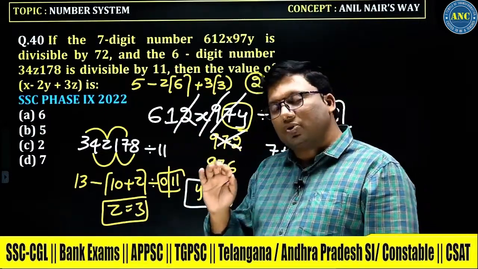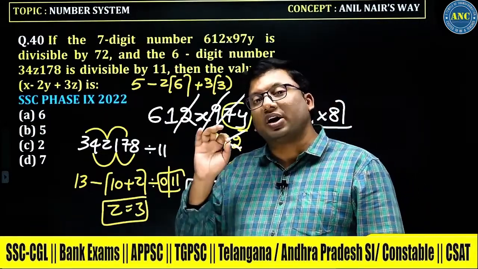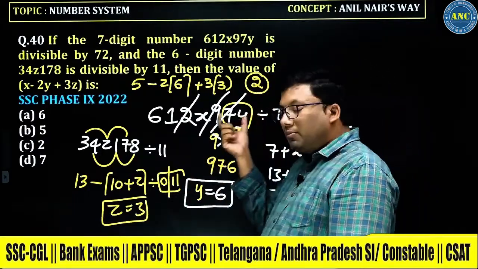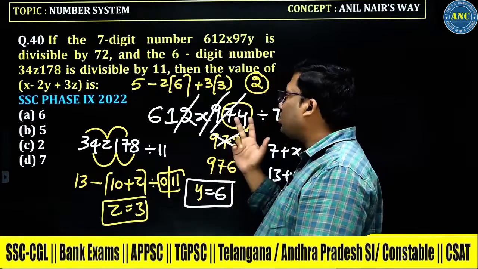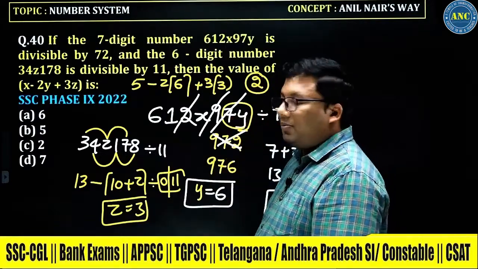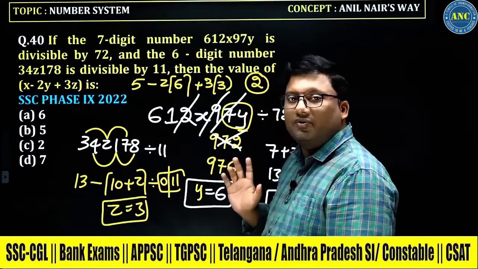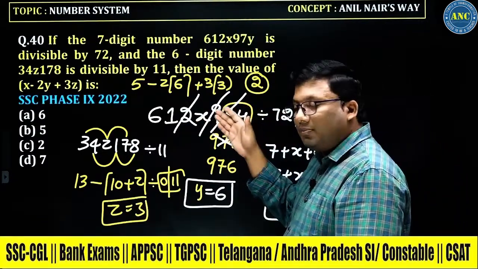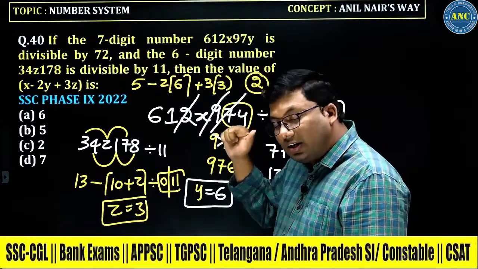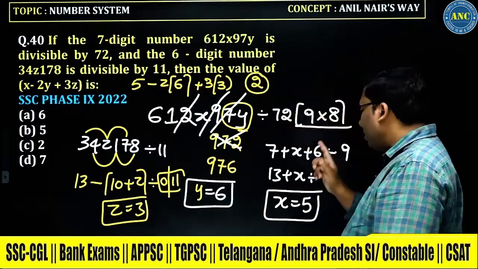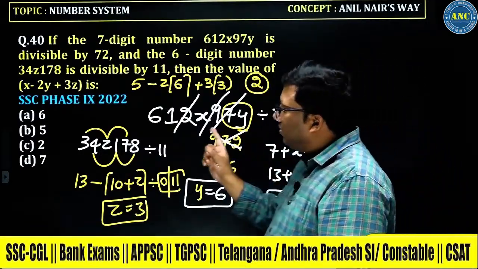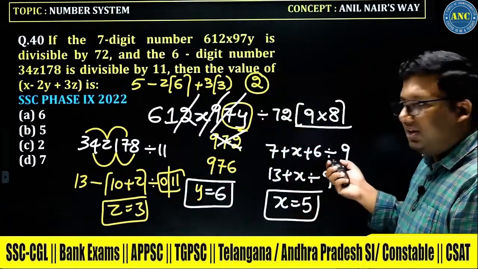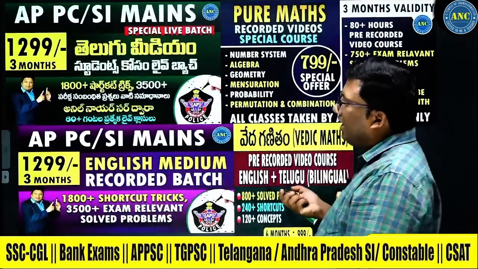72 is a composite number. It can be written as a product of two coprimes, I wrote it as 9 into 8. For the number to be divisible by 8, the last 3 digits should be divisible by 8. The value we got was Y is 6. Once we got Y, I deleted the digits whose sum is 9, because 72 contains a factor 9, so I got X is 5. The divisibility rule of 11 is the sum of the odd places minus the sum of the even places. I hope the idea is clear.